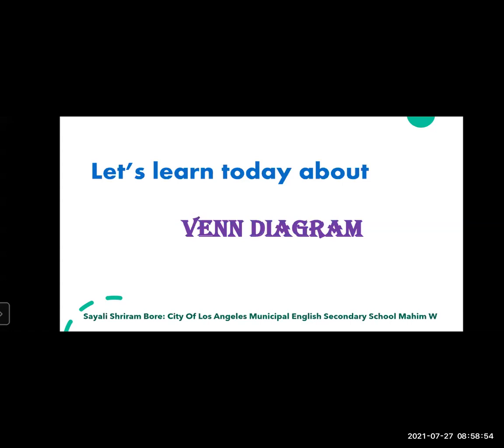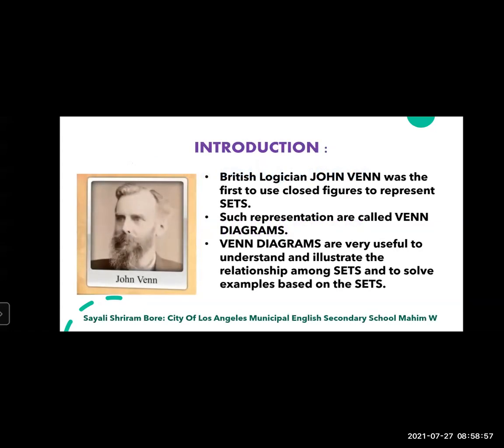Okay, so now this Venn diagram was introduced by a British logician, that is John Venn. He was the first person to use the closed figure to represent the sets. Means till now sets we have written in curly brackets using the variable, using the listing method. But this person, John Venn, used the closed figure, that is circle.